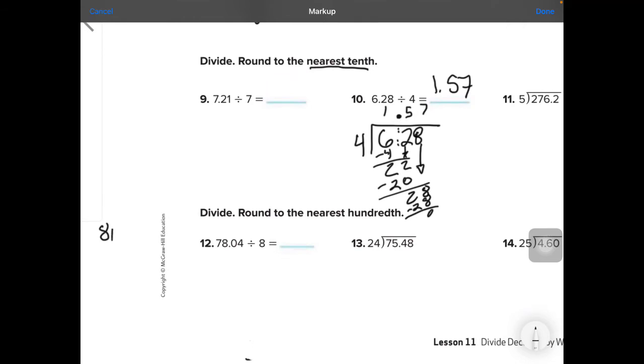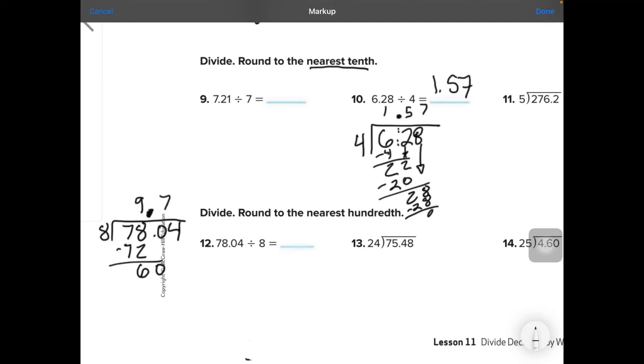What we're going to work on, I'm going to work on it over here. You're going to definitely need a lot of room for this one. Okay, 78.04. Okay, 8 will not go into 7, but 8 will go into 78 at least 9 times. 9 times 8 is 72. 72 from 78 would be 6. We're going to do dot, dot, dot, dot, splat. Put our little decimal point right there.